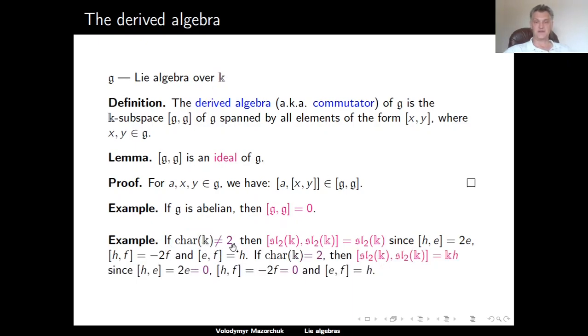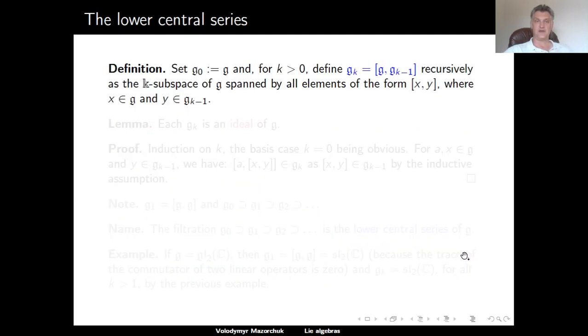If the characteristic of our field is 2, then exactly the same computation gives us a different result, because now 2E is equal to 0, and similarly minus 2F is equal to 0. In other words, the only element of our algebra SL2 which can be obtained as commutator of other elements is the element H. This means that the derived algebra of SL2 over such a field is one-dimensional and is spanned by the element H.